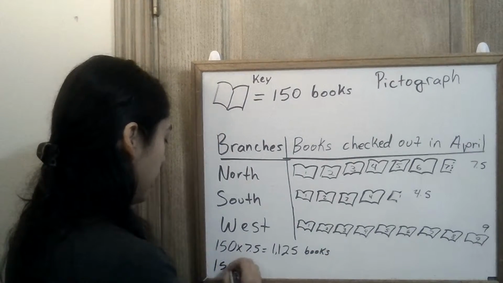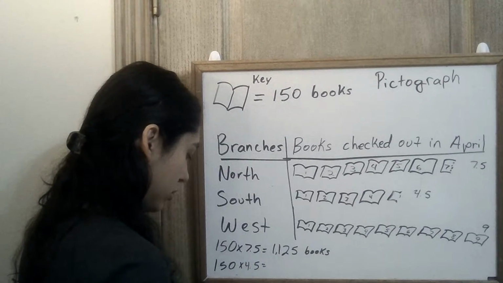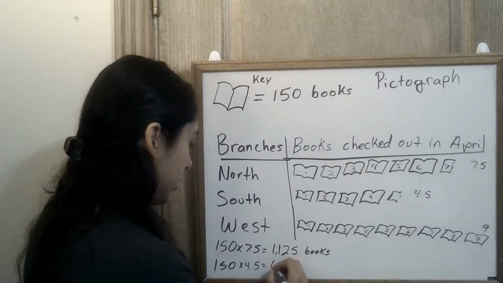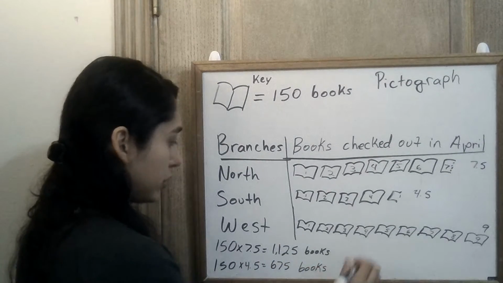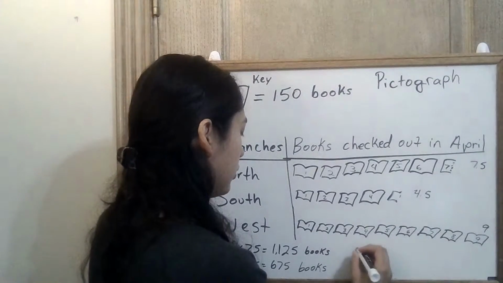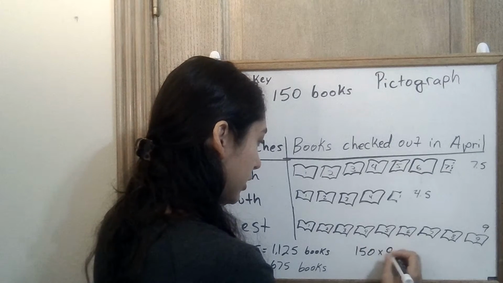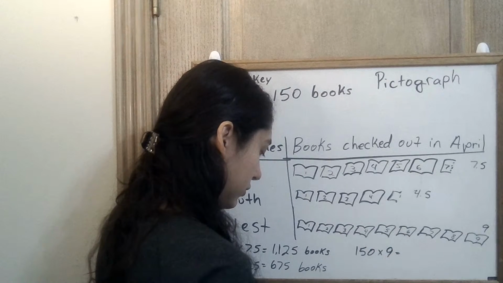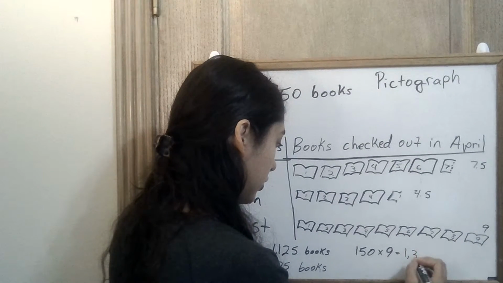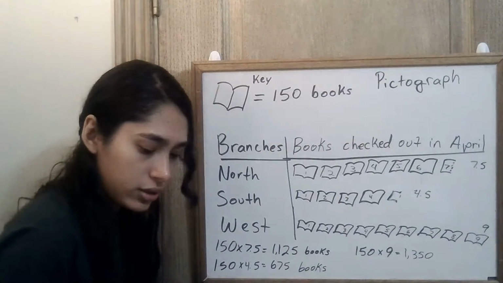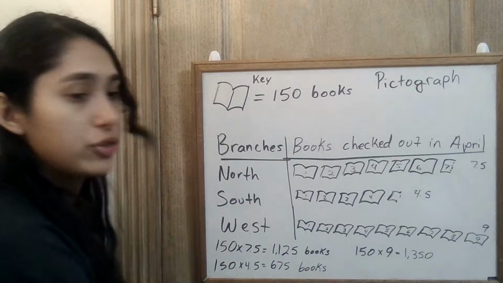We have 150 times 4.5. That will be 675 books. And then in the West branch, we have 9 pictures, so that's going to be 150 times 9. 1,350. Okay, so let's say after we've done this, we can forget about the visual representation.